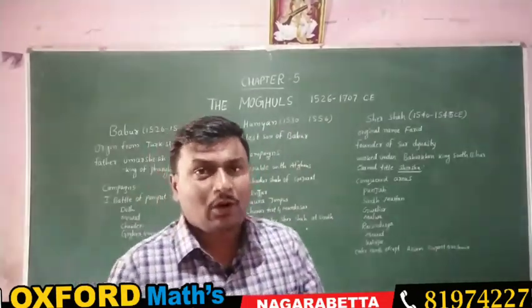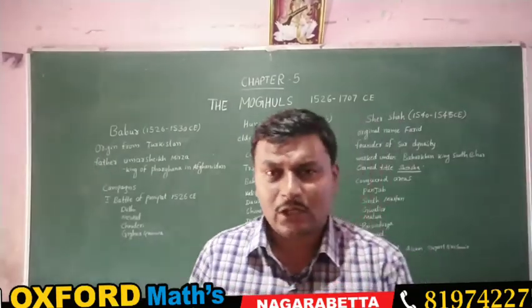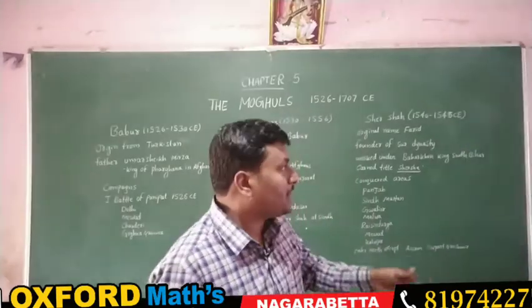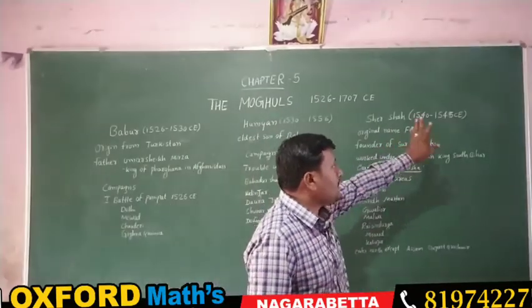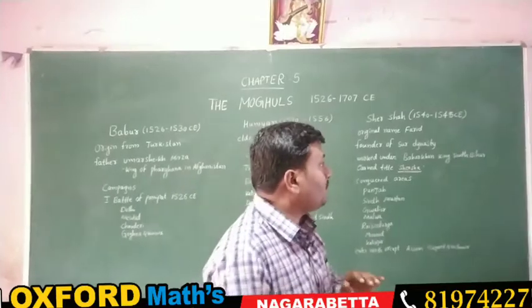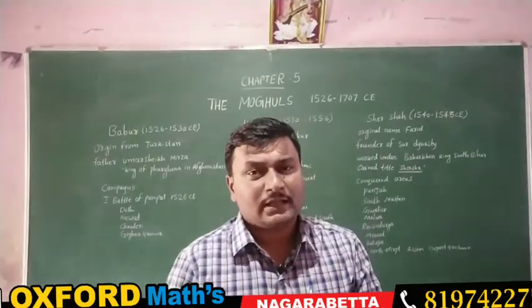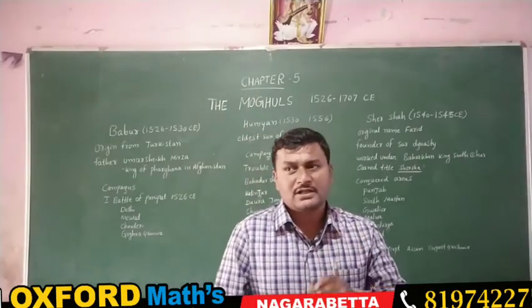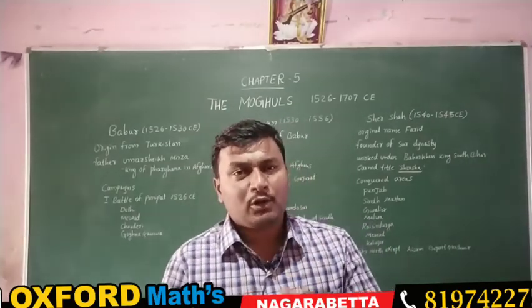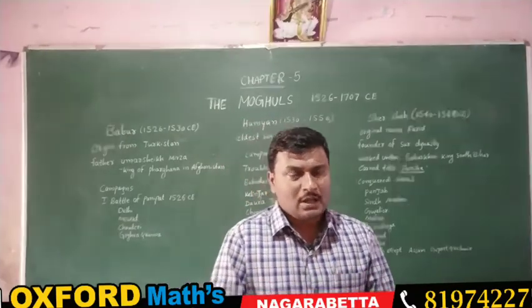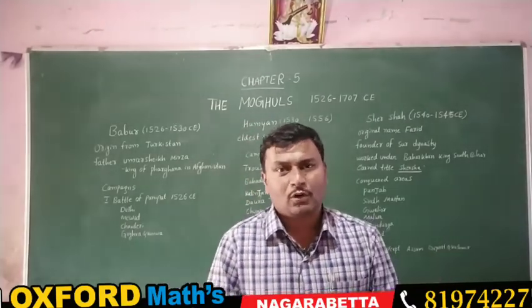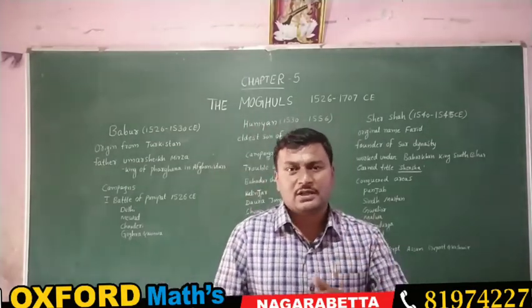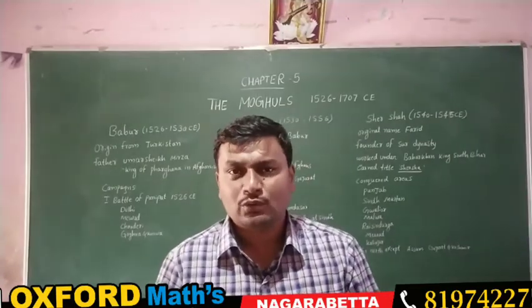When Humayun lost his administrative power to Sher Shah, Sher Shah became the king of Delhi from 1540 to 1545, which means for 5 years Delhi came under the control of Sher Shah. The period of Sher Shah is very notable and important in the history of the Mughals. Whatever changes Sher Shah brought in administration were followed by the successors who came to rule Delhi.